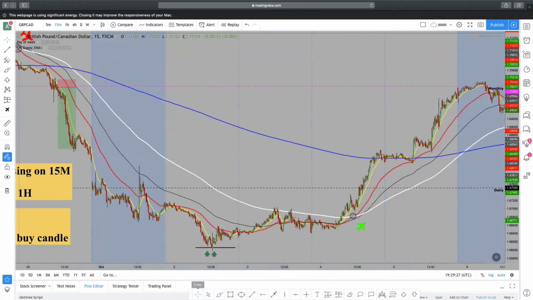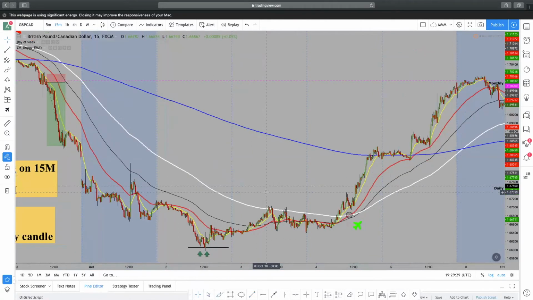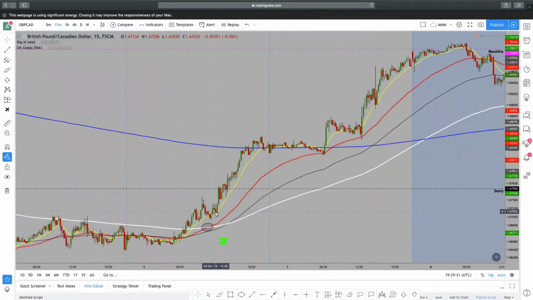I've been there recently. So we're going to buy any of these sell candles after this cross. I know that you could have bought any of these, because the 14 and 50 EMAs are crossing, but I don't do it.